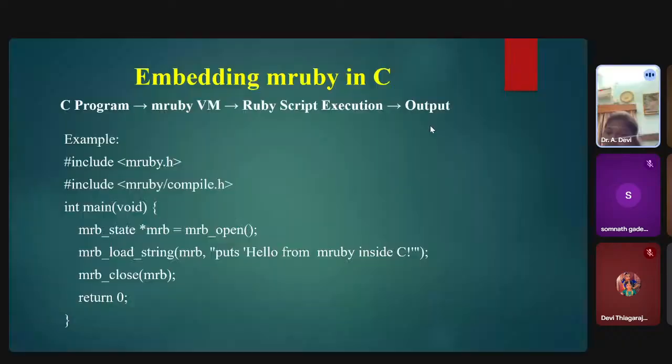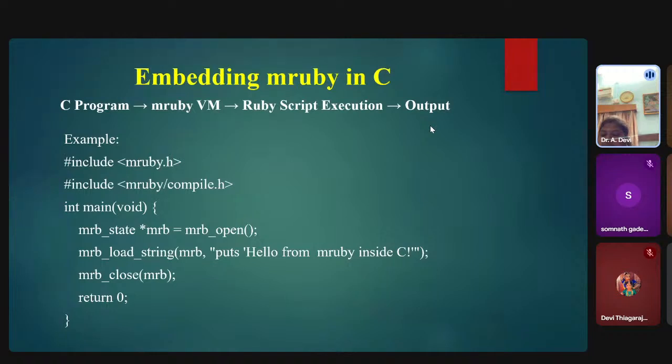This is very powerful because you can write time-critical logic in C. At the same time, you can give scripting flexibility to the developer or user via Ruby. For an embedded system, this means the firmware can stay efficient while behavior can be adjusted by simply swapping the Ruby script.